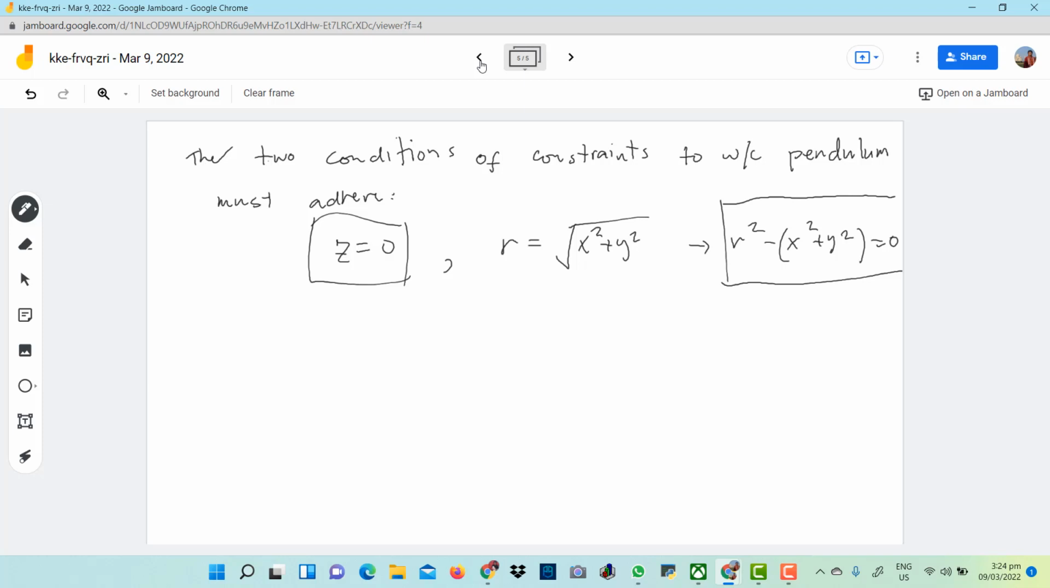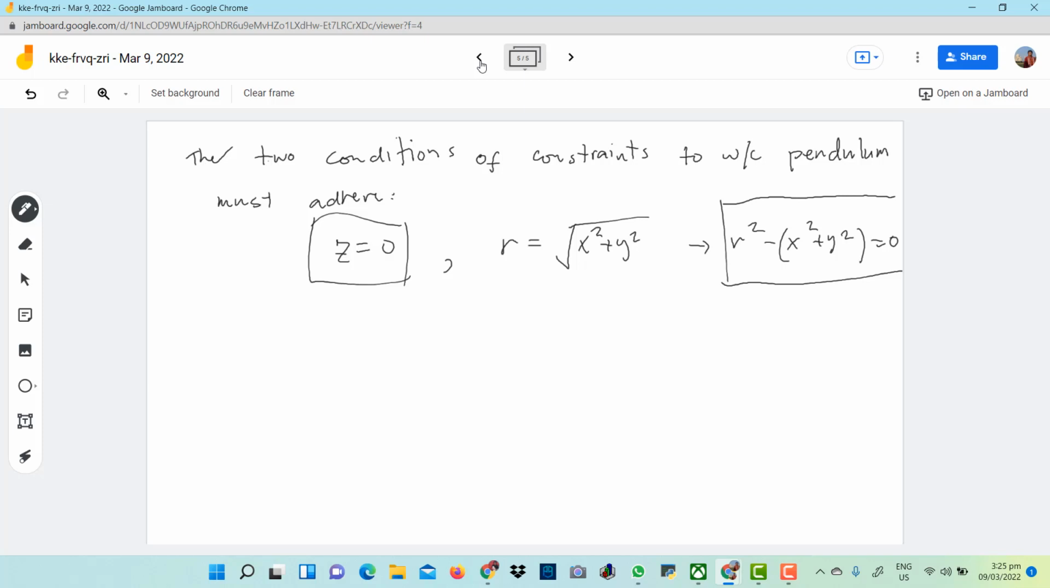Take note, your mass moves only at some radius r. It is not free with respect to your radius r. So I have two equations of constraints: z equals 0 and the radius, r squared minus x squared plus y squared.